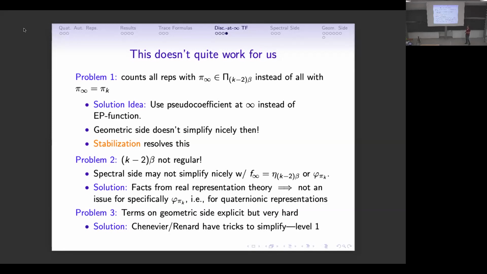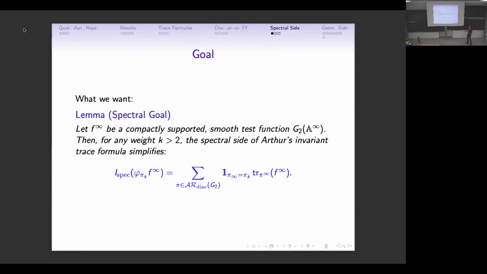Okay, so let's start with problem 2. So this is what's going on at the spectral side. This is what we want. What we want is that if we have f away from infinity, a compactly supported smooth test function, then for any weight k greater than 2, the spectral side of this invariant trace formula is going to simplify in this way. When we plug in a pseudo coefficient at infinity, we get the sum over automorphic representations with that component at infinity times this trace away from infinity.